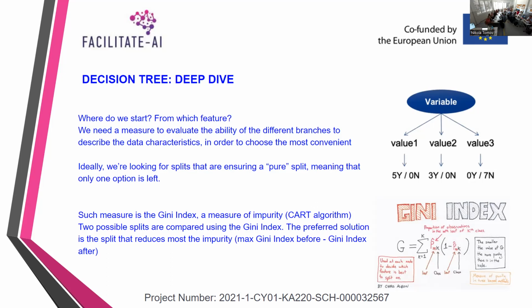So we are going to do it in a simple way, and only for a few branches, with the Gini index. It's just an example for teachers and students to understand what is behind something that they will see online, because we are going to see some simple examples online. The preferred solution is the split that reduces the impurity the most.